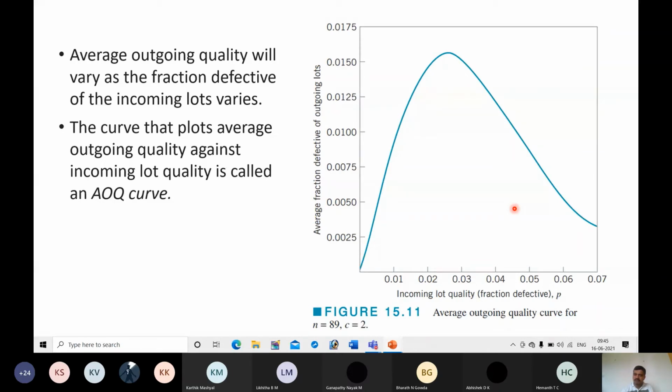That means the number of defectives in the outgoing quality gets reduced, because we are rejecting lots at the initial stage itself, and these lots are subjected to rectifying inspection. Because of that reason, after a certain point it will get reduced. The curve that plots average outgoing quality against incoming lot quality is called the AOQ curve. This is the AOQ curve.